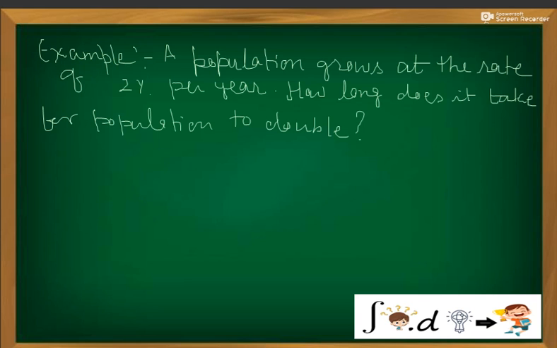Now we have example number 1. A population grows at the rate of 2% per annum. How long does it take for the population to double?